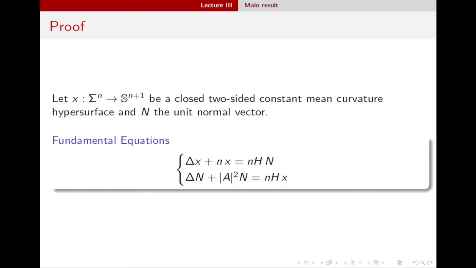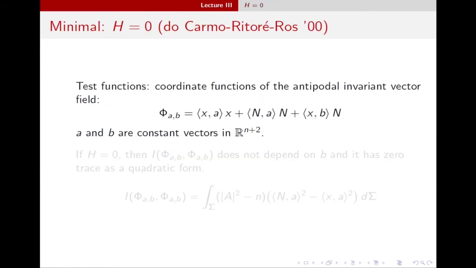So it turns out that the way the proof works, I need to divide the problem in two cases. First, the minimal case, and then the constant mean curvature case. Okay. And for the minimal case, this is a work of Do Carmo, Ritoré, and Ros that we mentioned earlier. Okay. So essentially, they consider vector fields of this form. So they are again combinations of x and n, and these products that appear here are just to make sure that the vector field is invariant by the antipodal map.